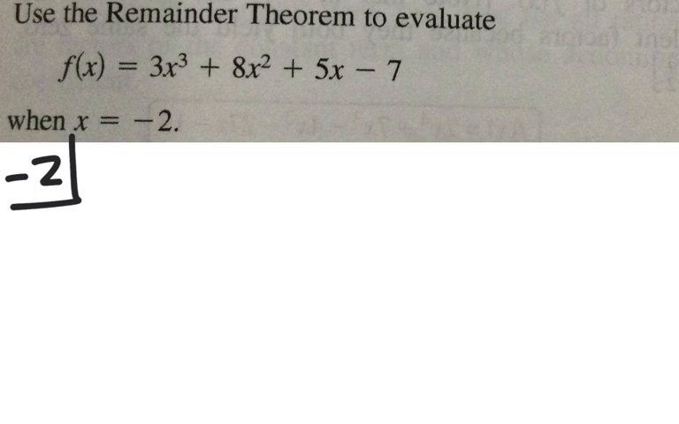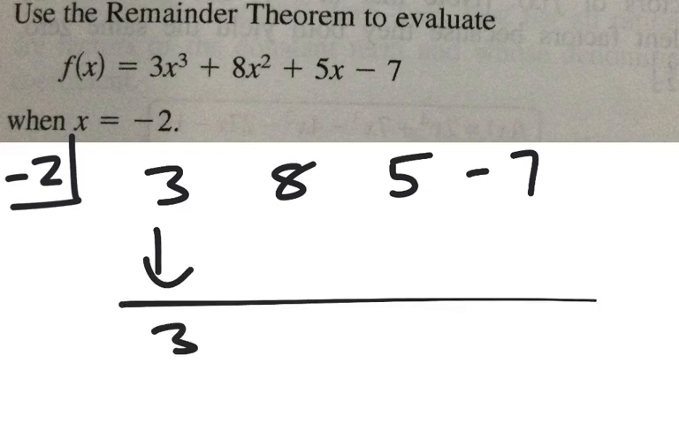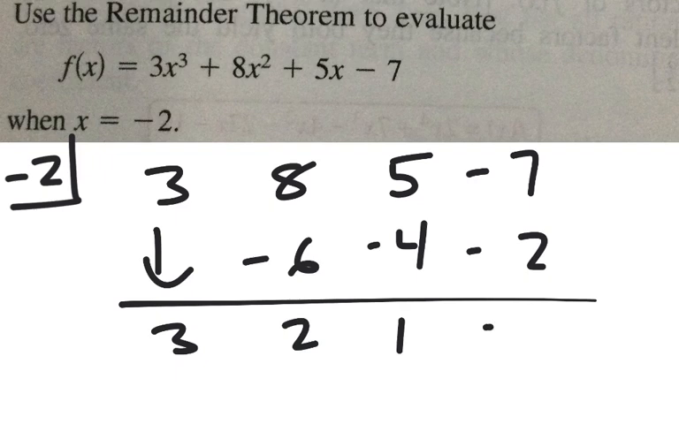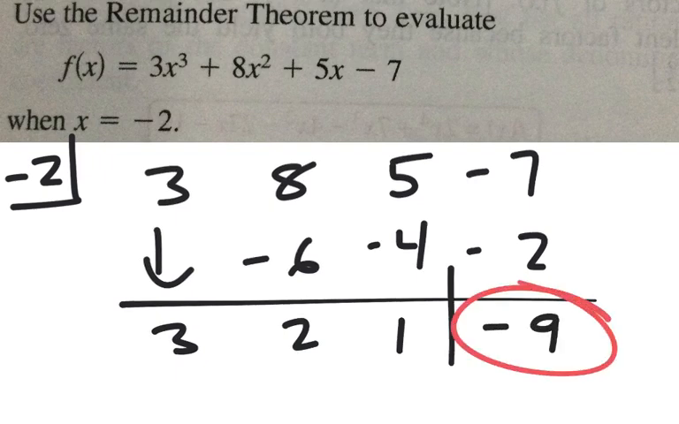Okay, now I'm going to write down my coefficients, 3, 8, 5, negative 7. And I'm going to do the synthetic division. Okay, so when I did it, I found I should get a remainder of negative 9. So what the remainder theorem says is if I plugged in negative 2 here for x, I would get negative 9. So let's just check that.